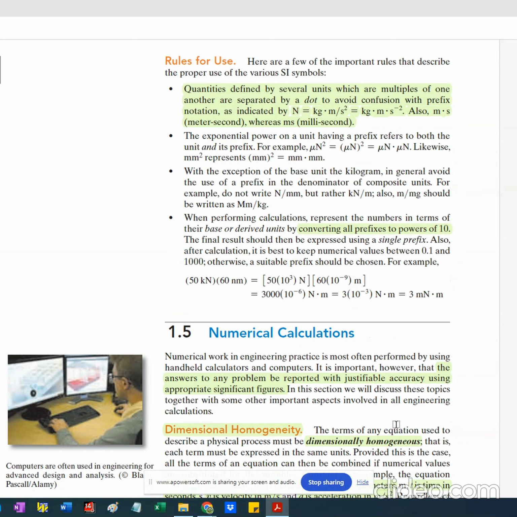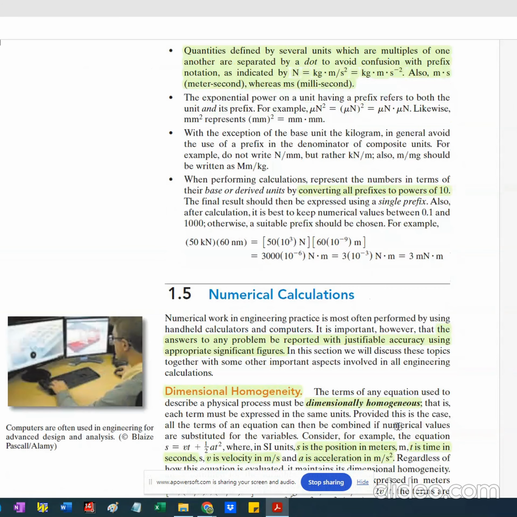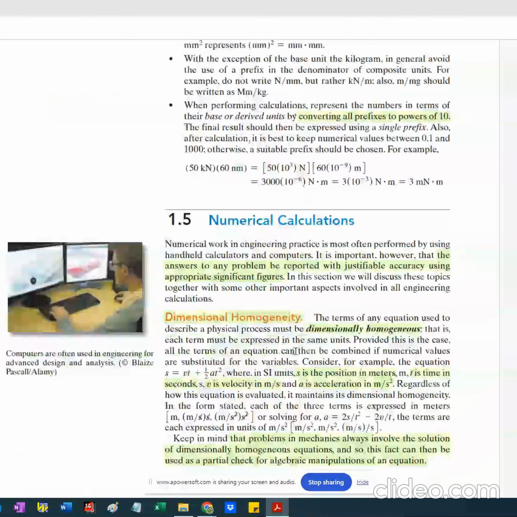Okay. And then when doing calculations, we're concerned about dimensional homogeneity. You may have seen this in physics classes. It provides one means to partially check the accuracy of formulae used in physics and mechanics. You should be concerned about dimensional homogeneity in your calculations.